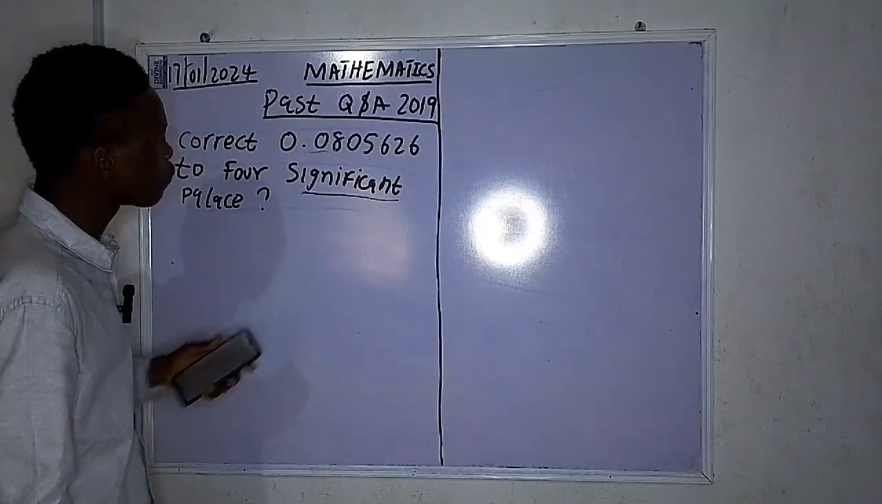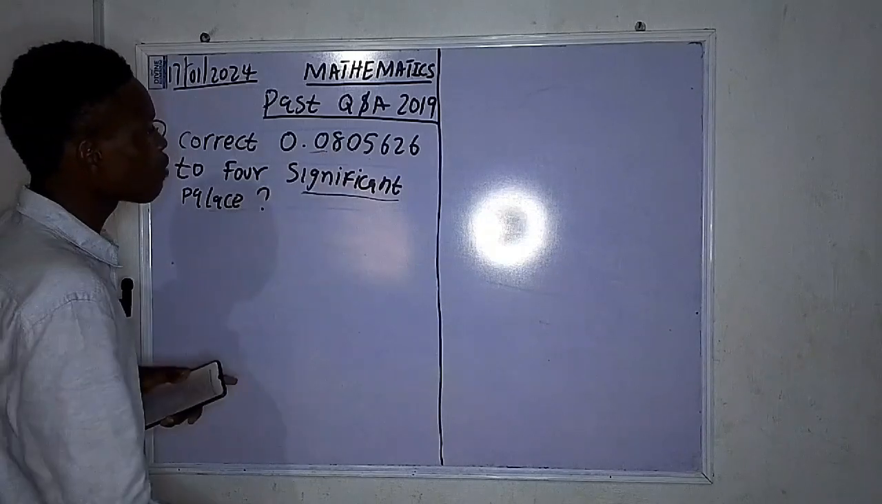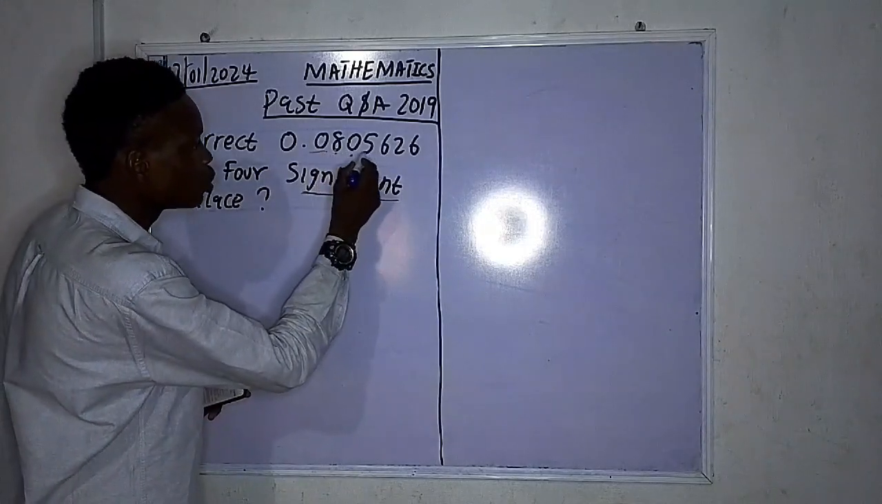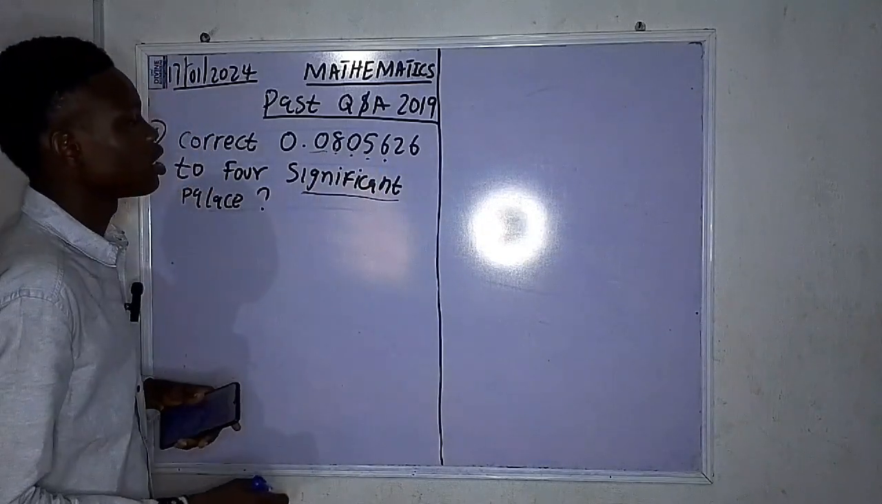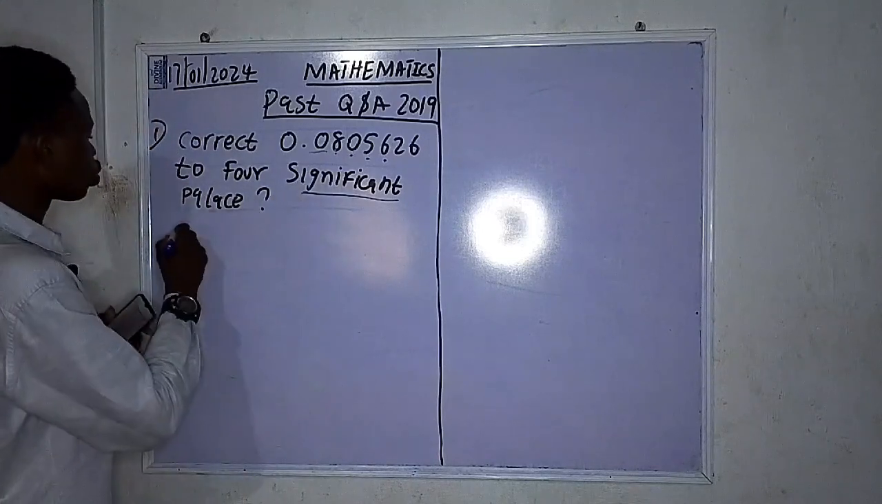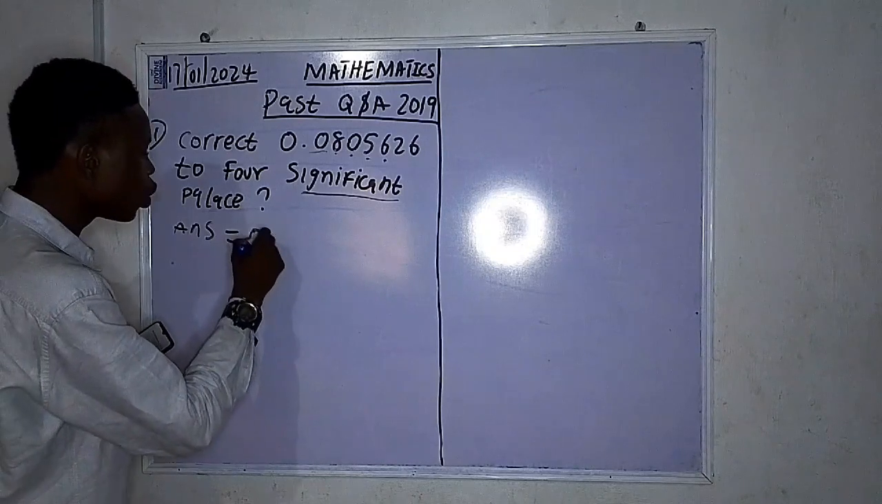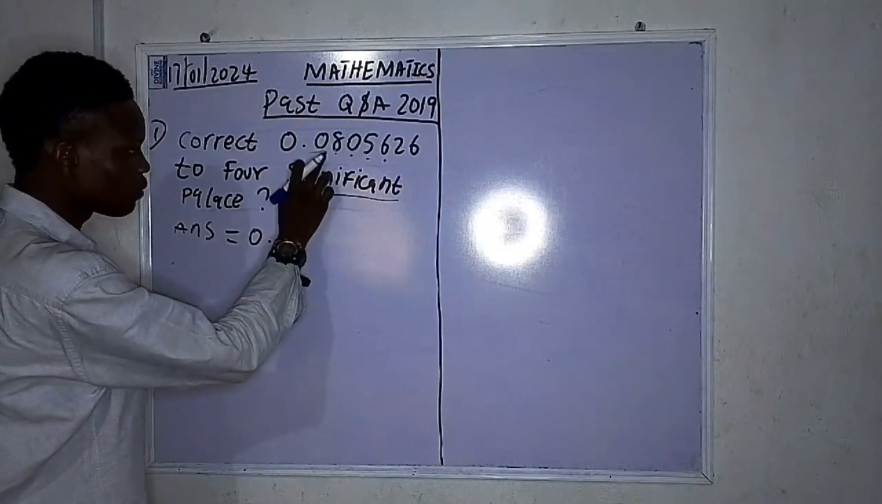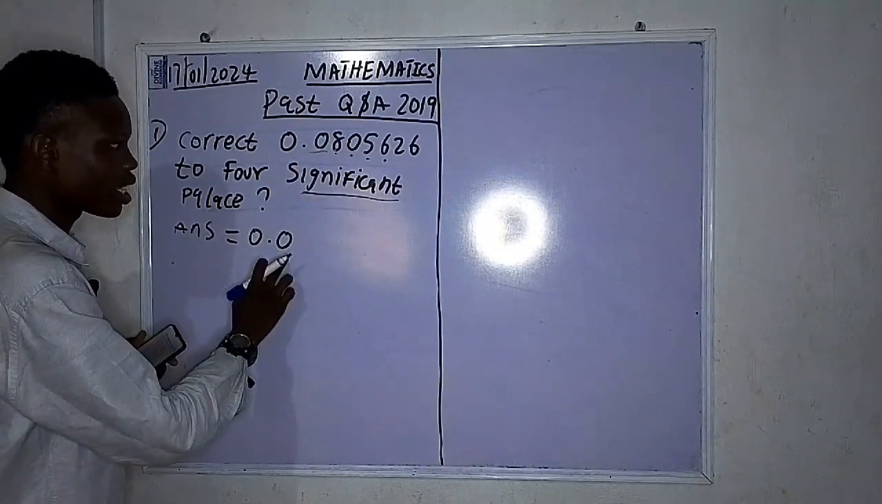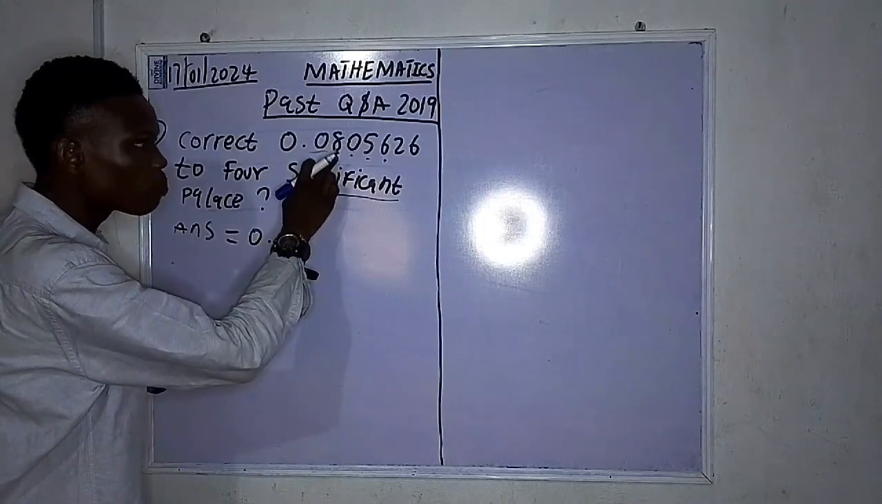Where do we start counting from? We start counting from the 8, where we have 1, 2, 3, 4: 8, 0, 5, 6. Our answer is now going to be 0.0 followed by those. The 0.0, 0 is not a significant number, but we'll still write it here. But we want to count only from the real numbers.